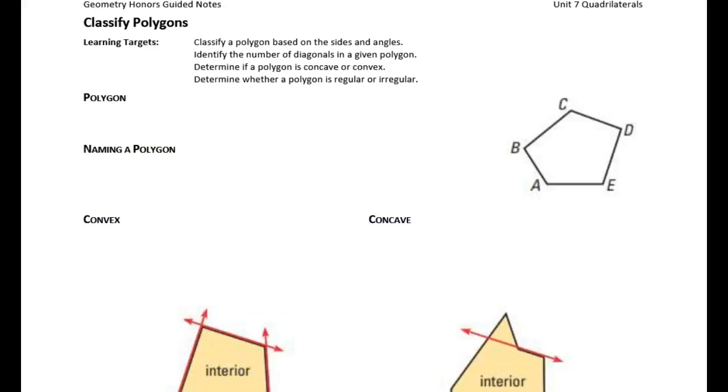Alright, so this is the start of Unit 7. Classifying polygons is what we're looking at today. We want to classify a polygon based on the number of sides and angles, identify the number of diagonals in a polygon, determine if it is concave or convex, and determine whether it is regular or irregular.